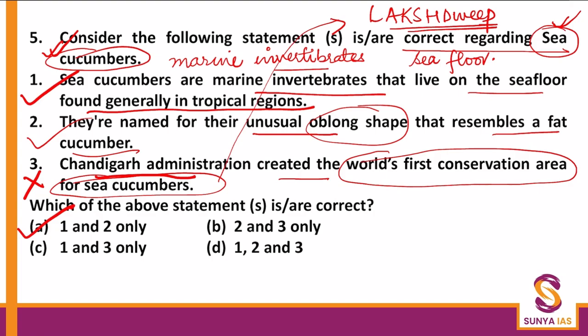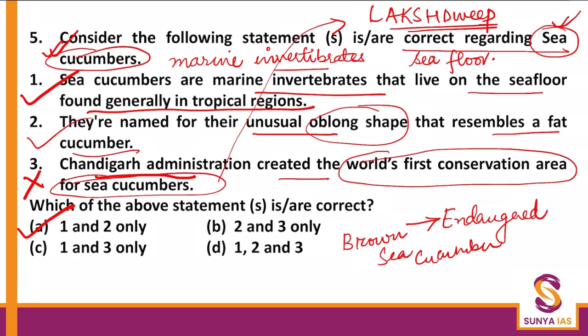Now, sea cucumbers can be of many types. Its status is endangered. Brown sea cucumber, black spotted sea cucumber. Brown sea cucumber is endangered. This is in the news. The crucial aspect of asking this question is about Lakshadweep. We have opened a conservation area for it.